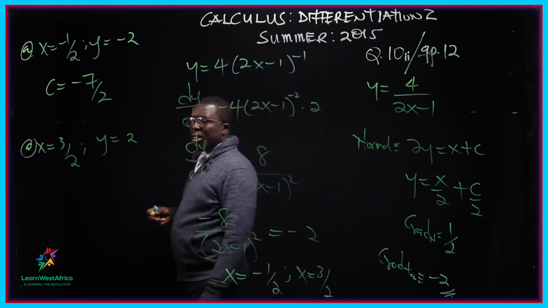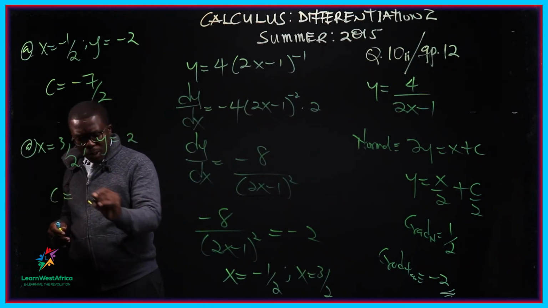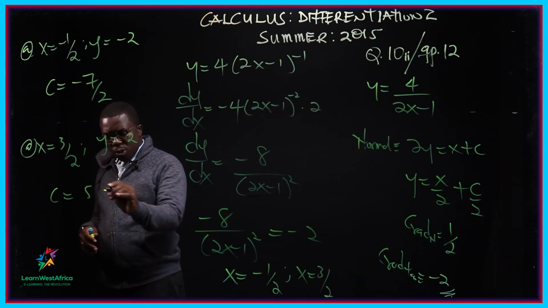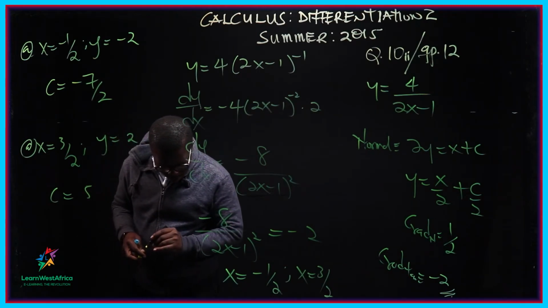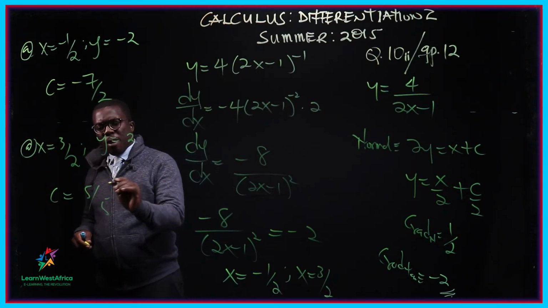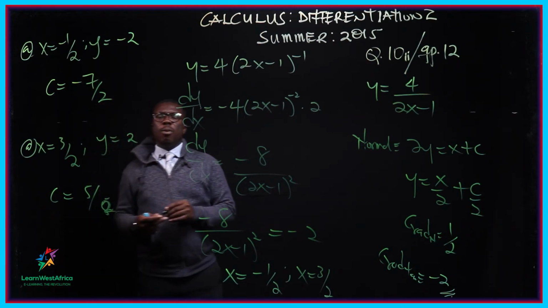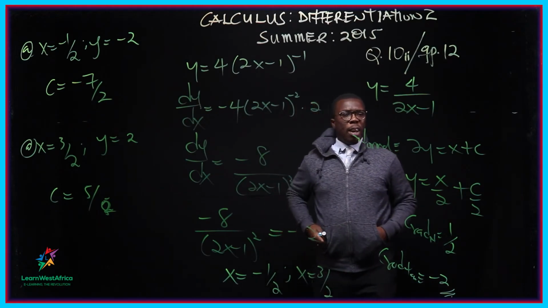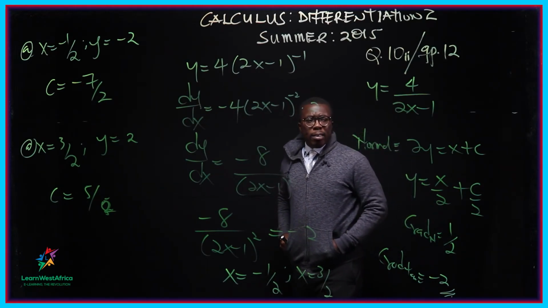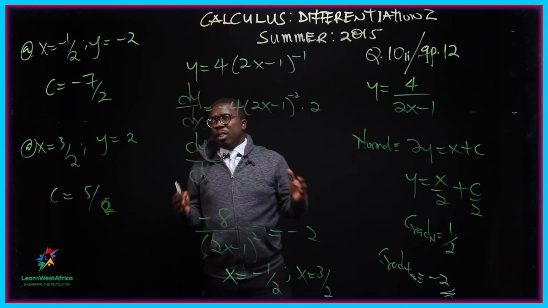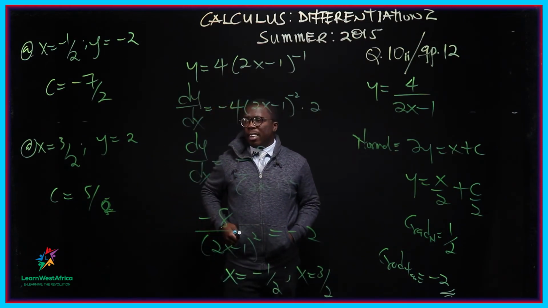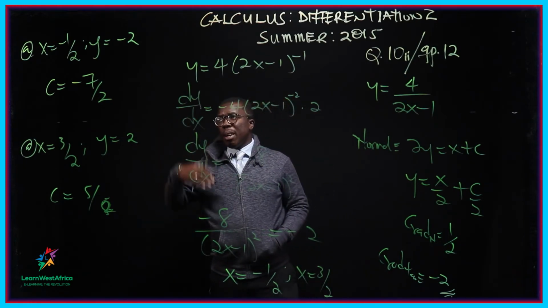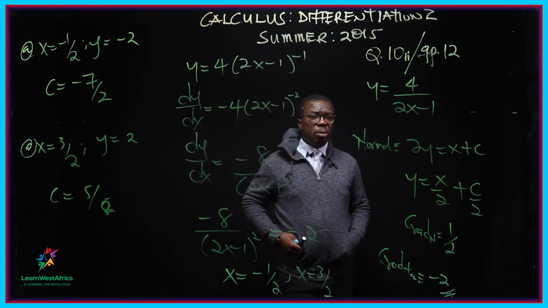So with x equal to 3 over 2 and y equal to 2, what is going to be your c? You do a substitution into that, and your c should give you 5 over 2 there. You are fine. So the possible values of c that we will have when the normal is 2y equals x plus c are what we are seeing here: minus 7 over 2 and 5 over 2, in the cases where x is minus 1 over 2 and x is 3 over 2 respectively.